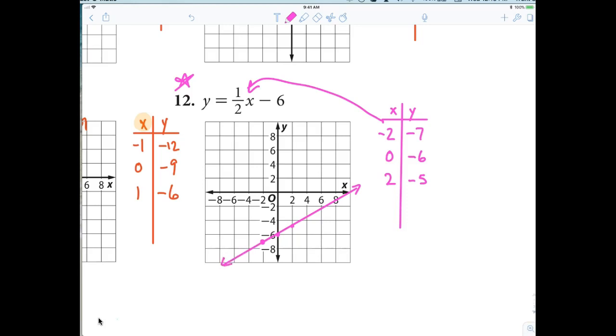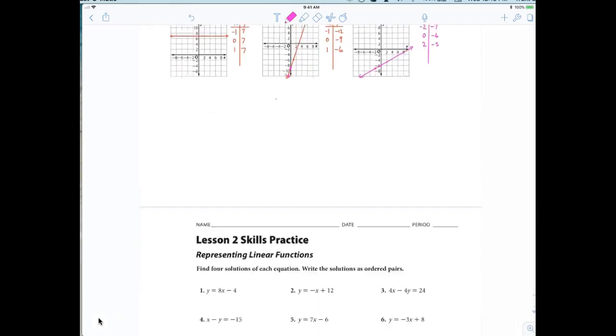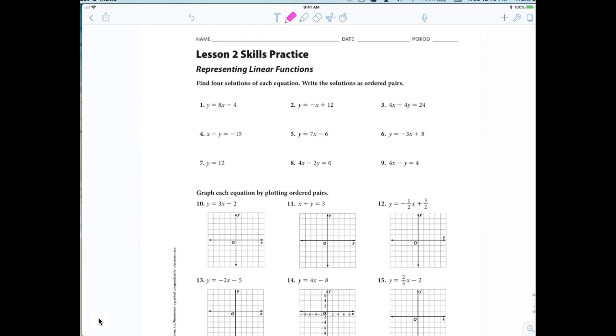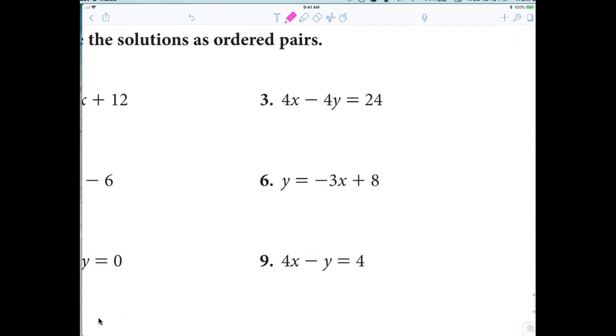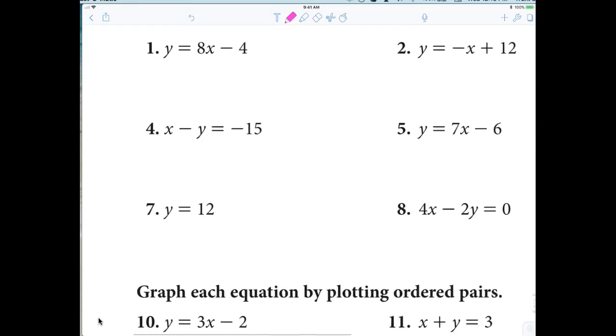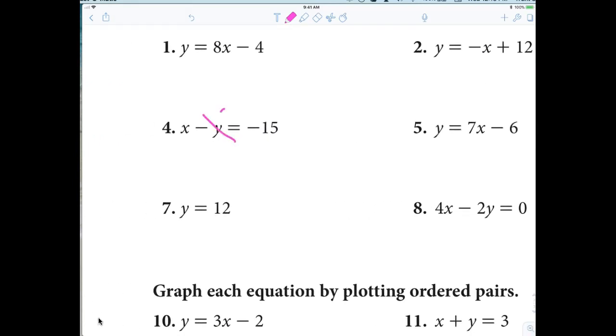All right, no packing up yet. Okay, so now look on the next page, please. All right, hold up, listen to me. On number 3, I've got to rewrite number 3 for you. I want you to put y equals x minus 6. Just put that down. Y equals x minus 6. And number 4, I got to change number 4. Y equals x plus 15.